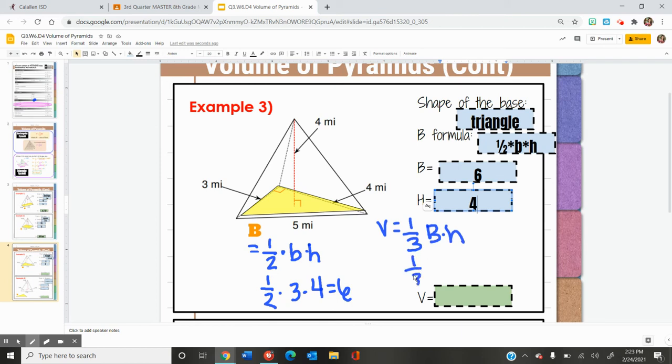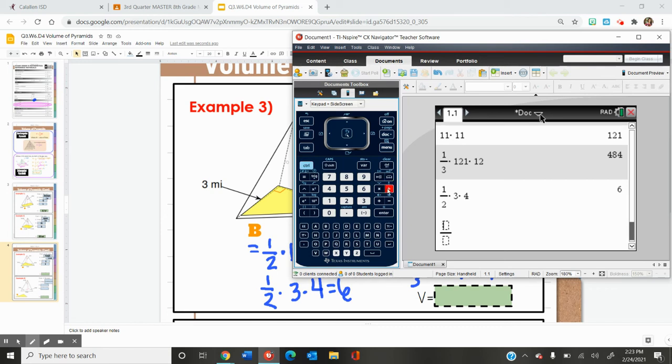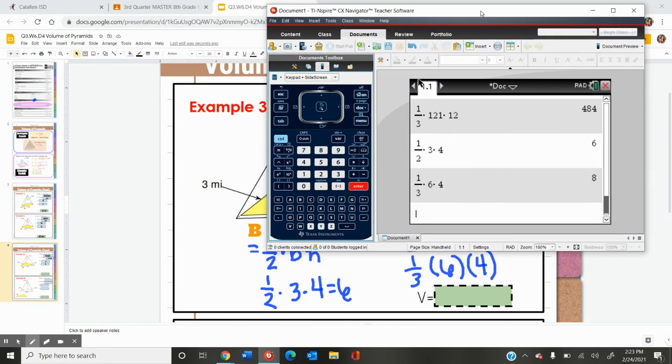Now I have 1/3, the area of my base was 6. Now I'm multiplying that by my height, which is 4. So in my calculator, I'm going to put control divide, 1 on top, 3 on the bottom. I'm multiplying this by 6 and by 4. 6 times 4 over 3, which is 8.